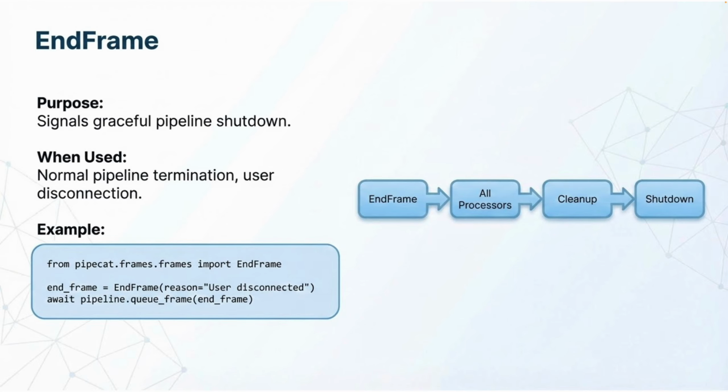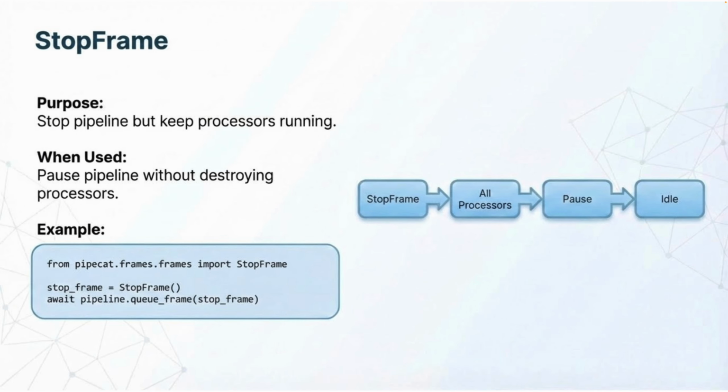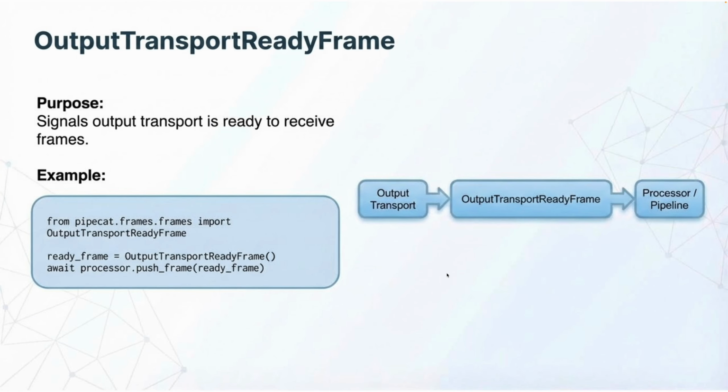So next we have stop frame. Stop frame is kind of like pause without destroying. Stop frame processing stops the frame processing without tearing down processors. It is useful for pausing and resume workflows, and saves expensive resources like LLM, TTS, state. So we can pause it and then resume it without destroying the processor. Again, we are queuing this frame and it pauses it.